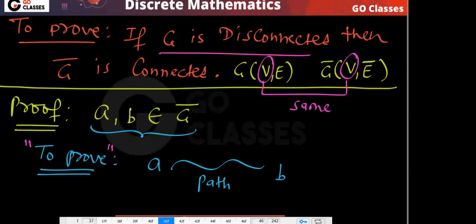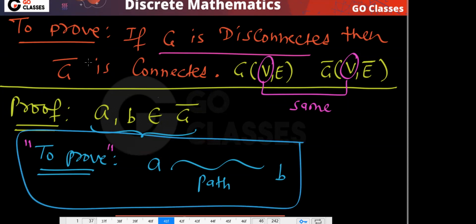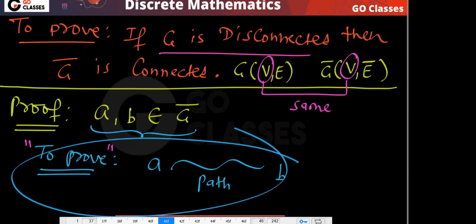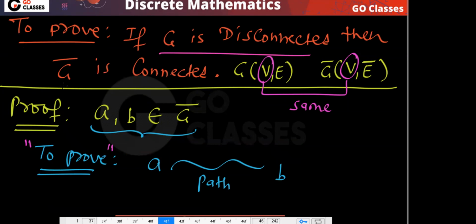Next, what you have to understand. G is disconnected. This is given to you. We have to prove that G bar is connected. In G bar, if you take two vertices, to prove that it is connected we have to prove that there is a path between A comma B, whatever two vertices you take in G bar. Is this clear, Devacharan?